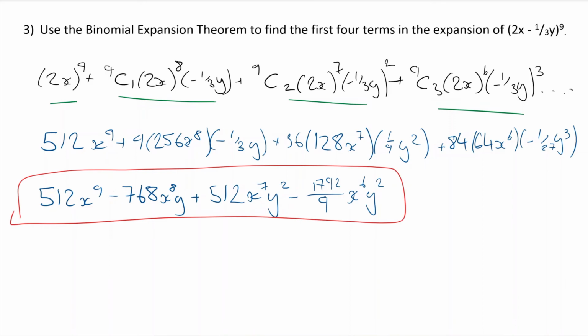And that's it. That final expansion, 2x minus a third y to the power of 9, may look intimidating, but guess what? We're just using the same method as the other two questions. Nothing has changed. And if we do get that in our exams, we should be absolutely excited. Music to our ears. And that pretty much covers the base level.